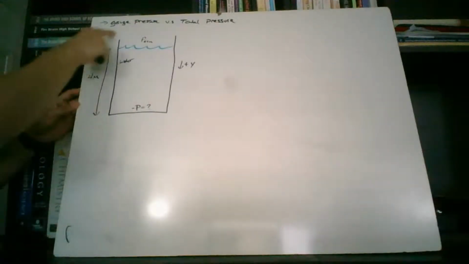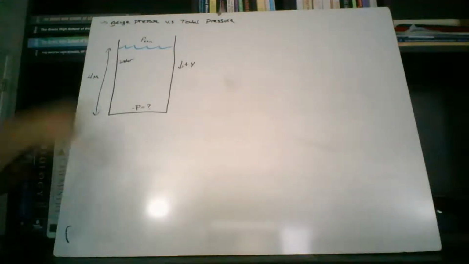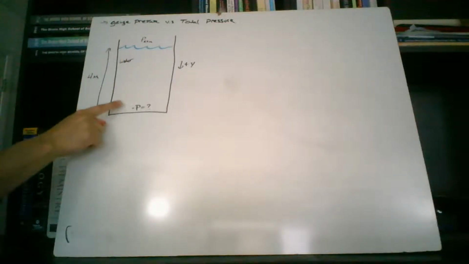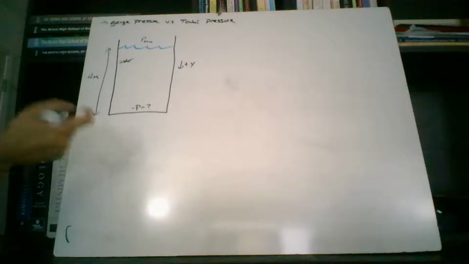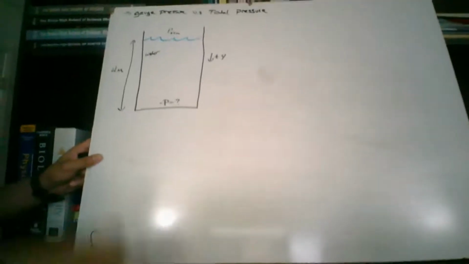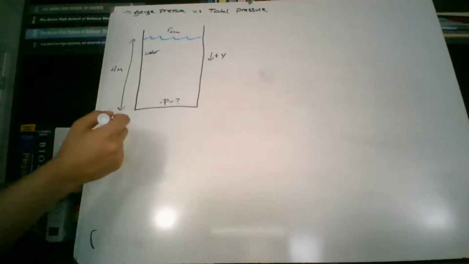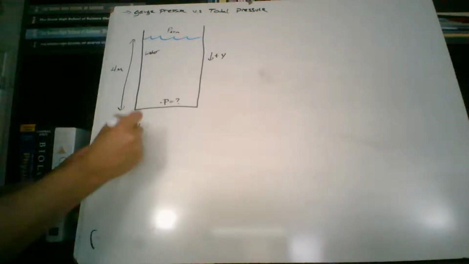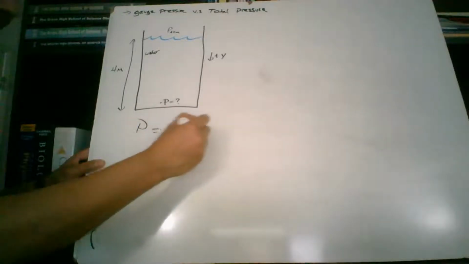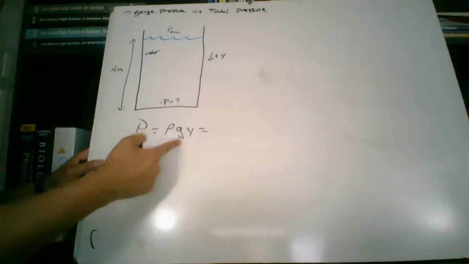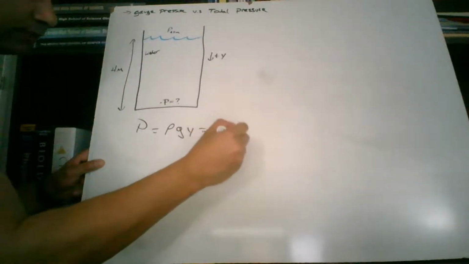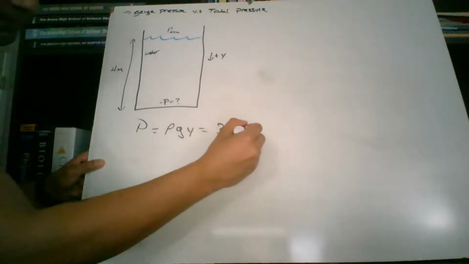So we've got the gauge pressure versus the total pressure. Now, at the top of whatever pool you have, there is atmospheric pressure. And then what I want to know is what's the pressure down here? So to find the pressure right there, we just use our equation. We have the distance, which is going to be 4 meters, and that's all we need. So the pressure at the bottom is equal to rho g y. It's going to be 1,000 times 9.8 times 4 meters, and when you do that, you end up with 39,200 Pascal.